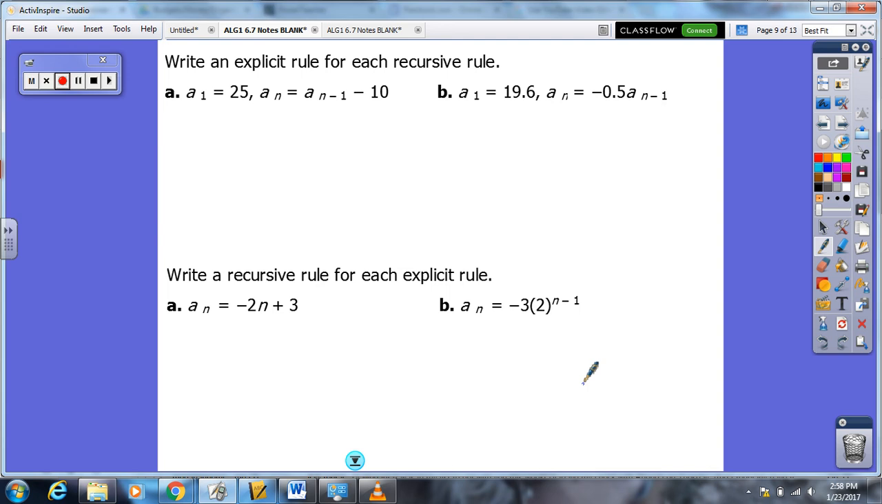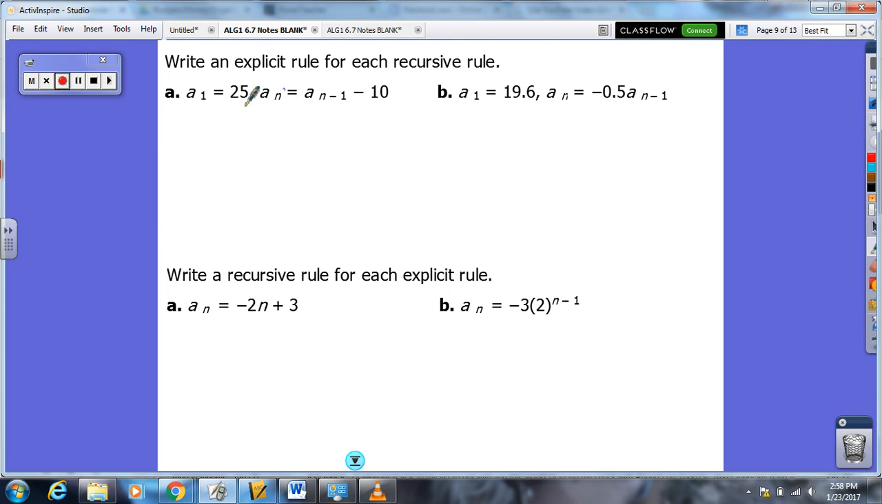Okay, on this slide, this is different. This is saying that we have the recursive rule and we're writing the explicit rule. So once again, first figure out what type it is. Do you see how this is a sub n minus 1 minus number? That tells me that this is arithmetic because I know that it is not multiplying by something. So it has the first term right here, and then right here, this is going to be your common difference.